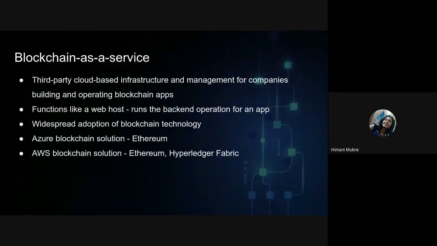Azure blockchain solution currently probably only has support for Ethereum blockchain, and AWS blockchain solution has support for both Ethereum, a popular public blockchain as we discussed, and Hyperledger Fabric, a very popular private blockchain. Okay, moving on.